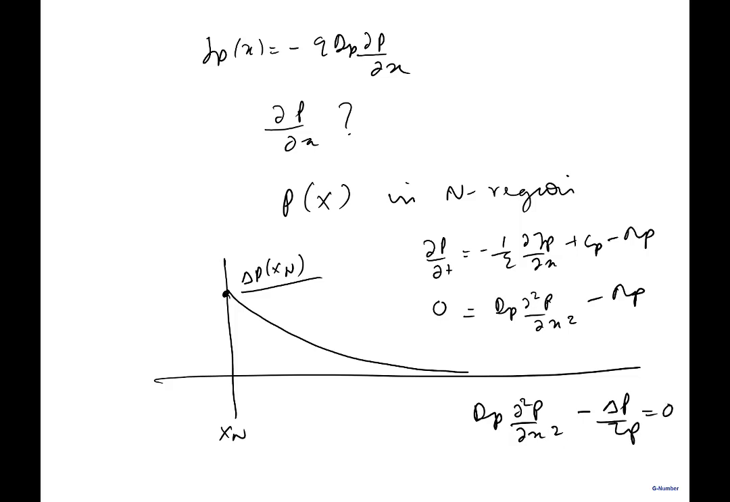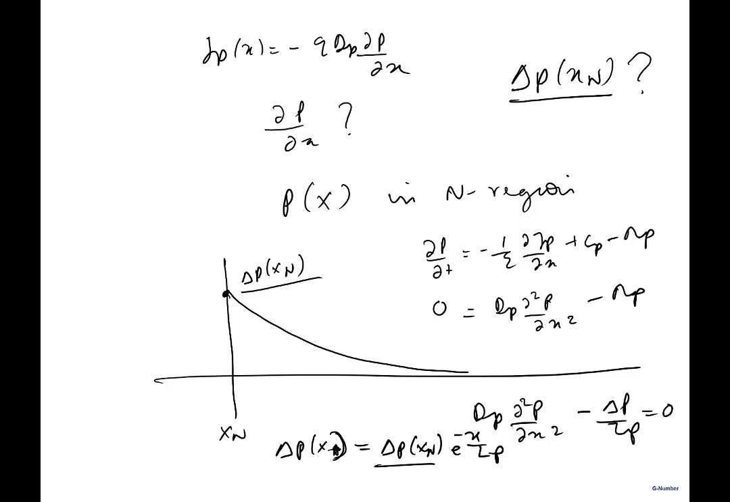And so we've already done this if you go back. Delta P(x) goes as delta P(Xn) e to the power minus x by Lp. We already know this. We have done this in class. So the problem boils down to what is delta P(Xn). If I know delta P(Xn), I know delta P(x), and therefore I can calculate all this. There's only one single variable I have to determine.